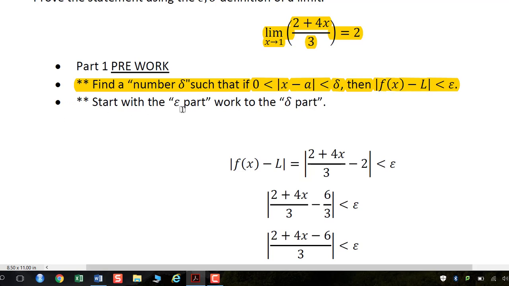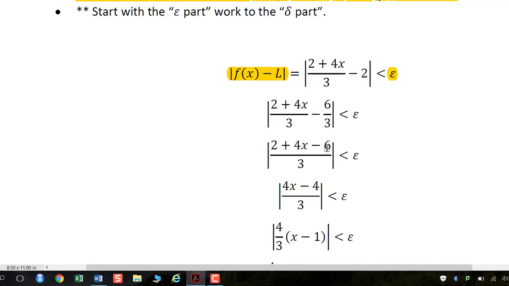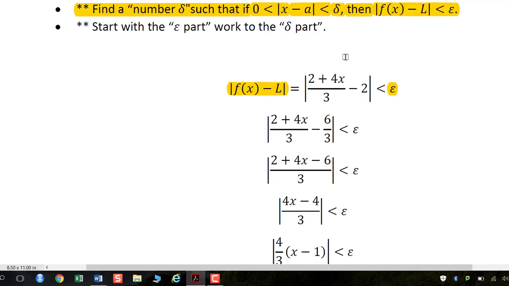What we want to do is start with the epsilon part and work to the delta part. So f of x minus L is less than epsilon. That's the part we're going to start with. The absolute value of f of x minus L equals (2 plus 4x) over 3 minus 2. That's less than epsilon. Now what I want to do is work this down until I algebraically find the absolute value of x minus a. Then I can compare the absolute value of x minus a to an epsilon.